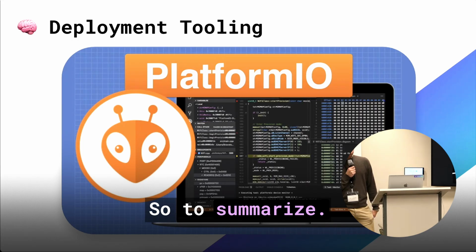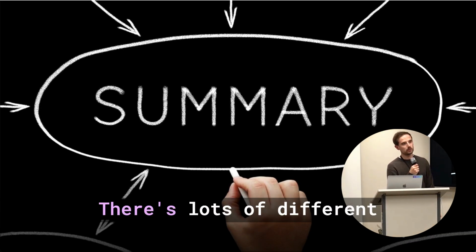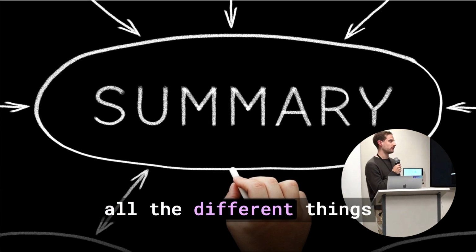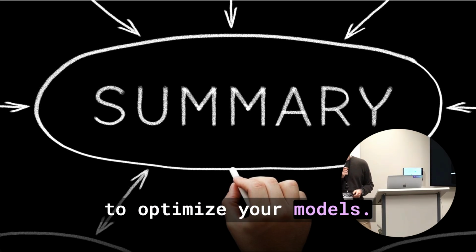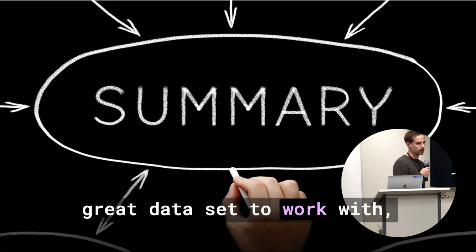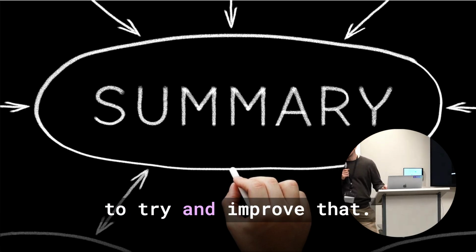So to summarize, I think we've learned a lot from doing these edge deployments. There's lots of different things you could go into. Like I said, I could probably talk for hours about all the different things you want to try and do to optimize your models. But it can be hard, and often you're not going to have a great data set to work with, more often than not. So there are things that you can do, like I've mentioned, to try and improve that.